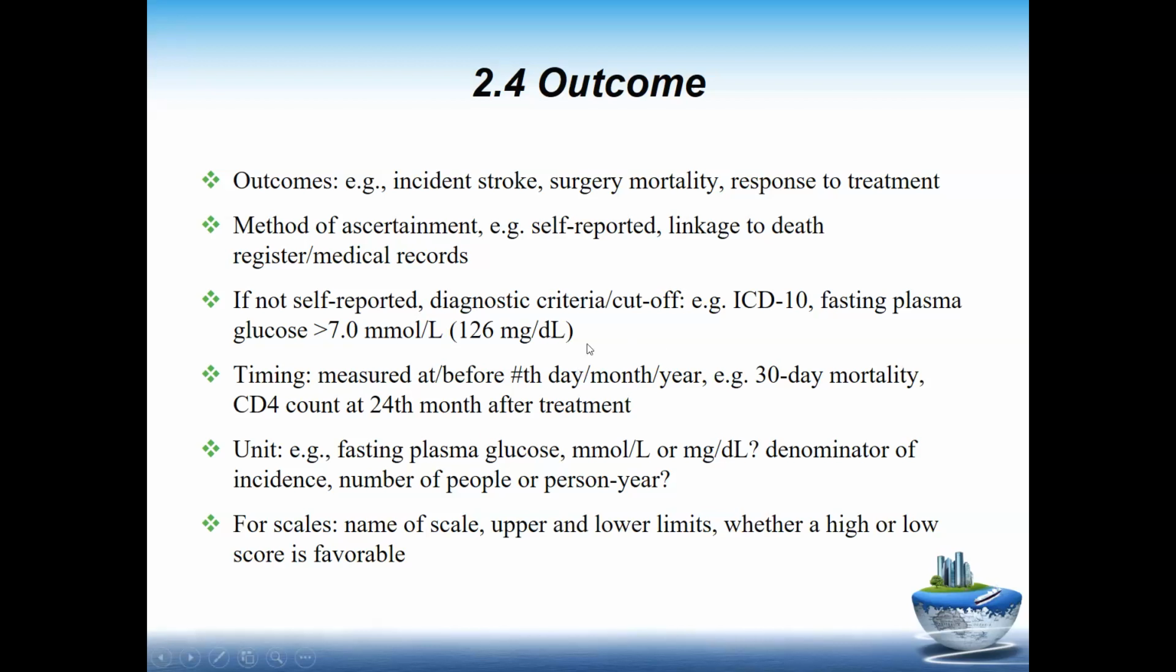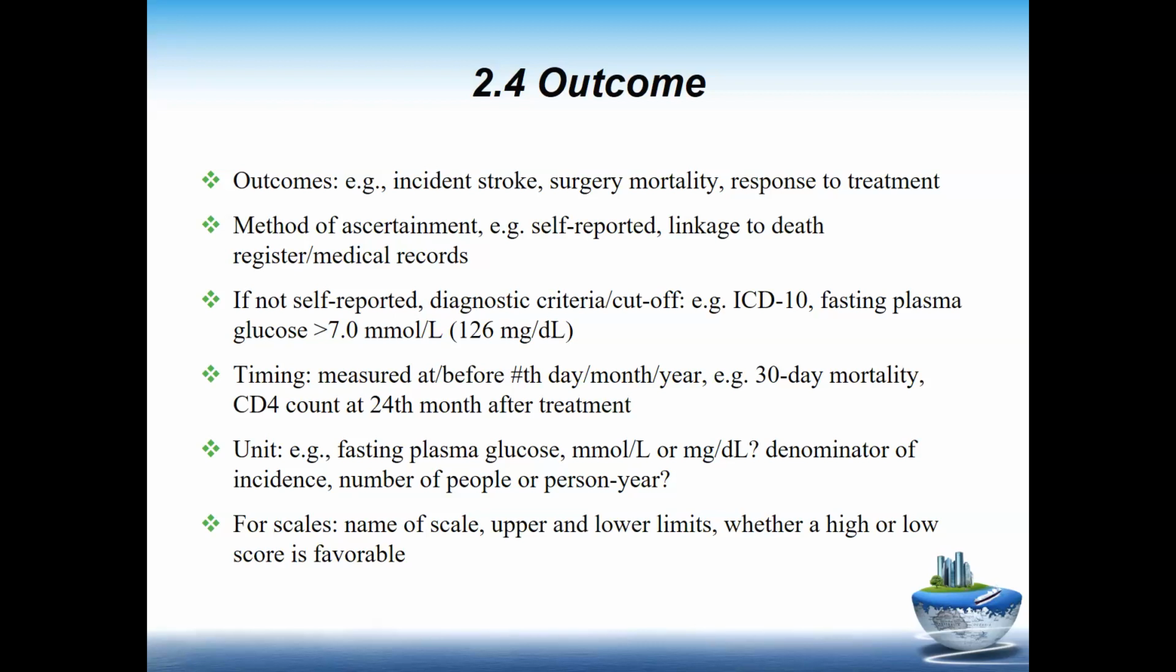And the last thing is, for scales, sometimes different people may measure the same thing using different scales. In this case, you need to write out the name of the scale and the possible range of the scores. Let's say for quality of life, there are 5 or 6 different scales. We have so-called SF36, we have SF12, something like that. For each different scale, the highest possible score is different. So for SF36, maybe the highest possible score is 36.